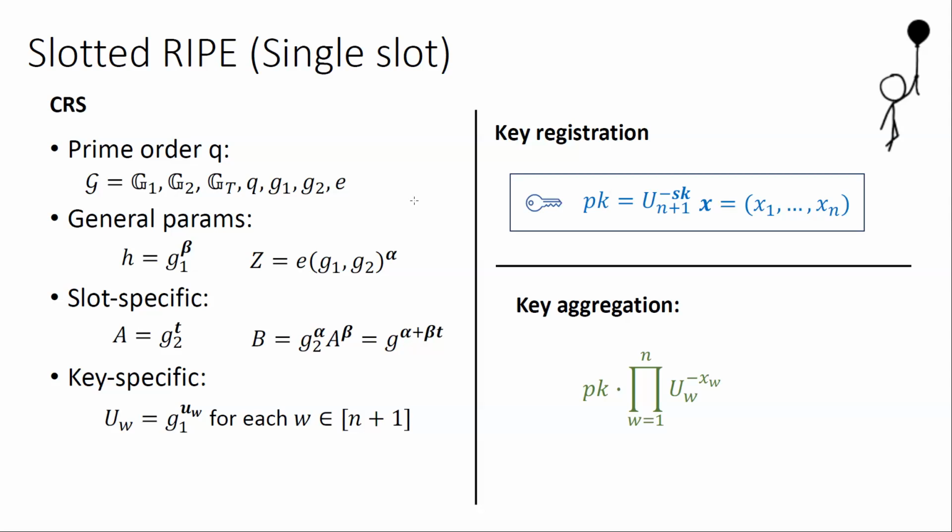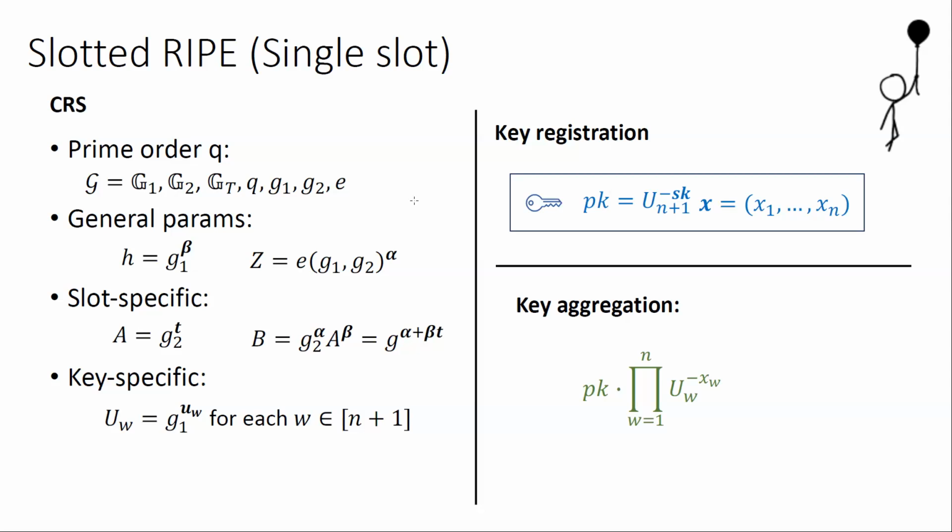And moreover, we also need n+1 key-specific values that are essentially G1 raised to some random value W for n+1. Why are we doing this for n+1? Because in our scheme, we are treating all the components of the X vector, given together with the public key, in a single slot, together with the secret key. So essentially the secret key can be seen as part of the vector X itself.